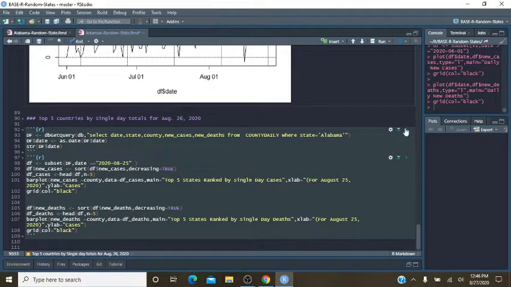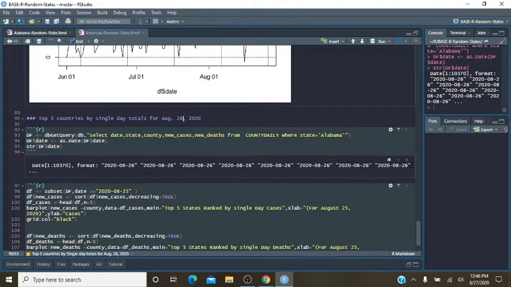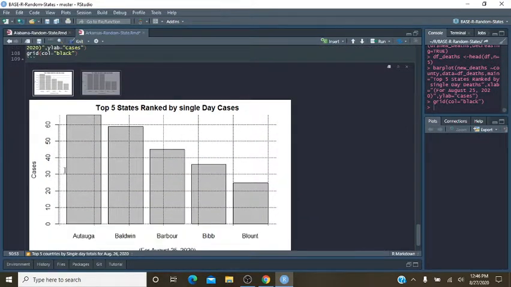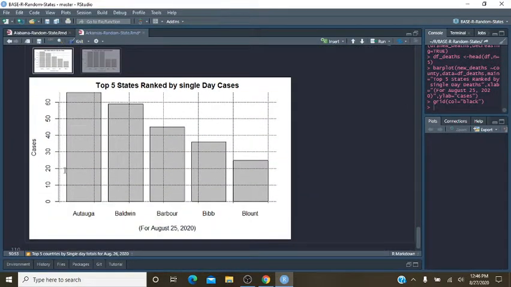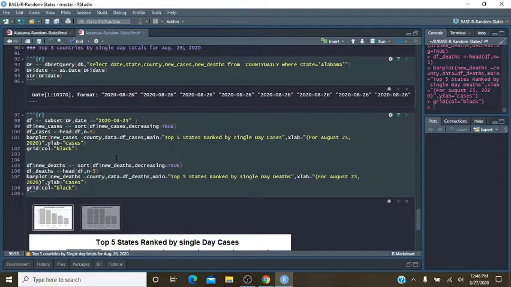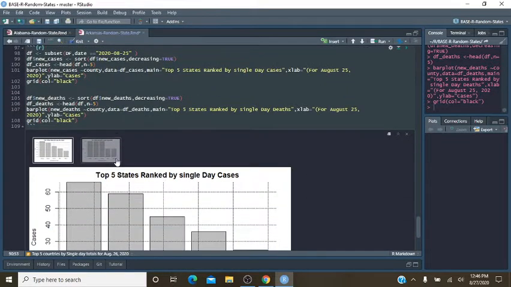Okay, I see something. That can't be right. That can't be right. It can't continue to be the same states. It can't be the same every day.